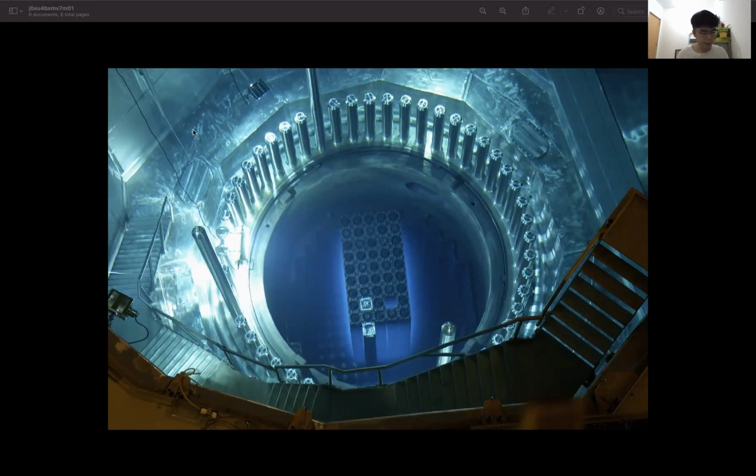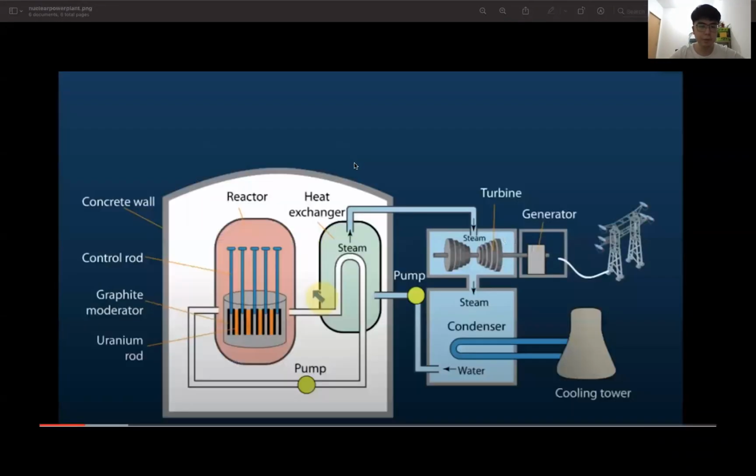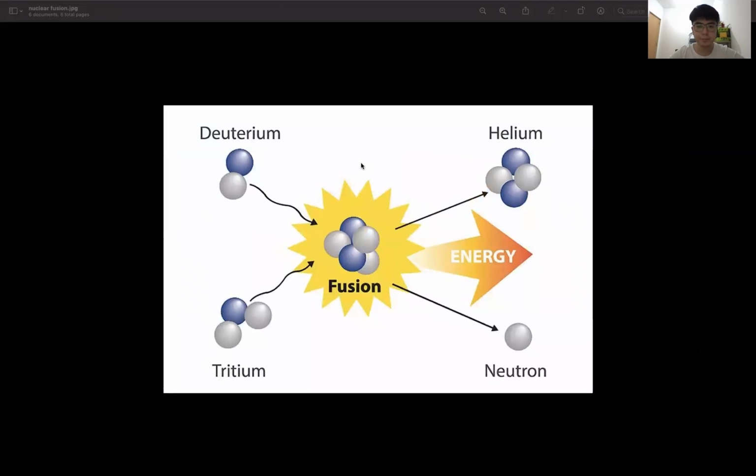What else? Let me see. I think that basically sums up everything: the nuclear energy and also the mass defect. And also we looked at the two types of nuclear reactions.